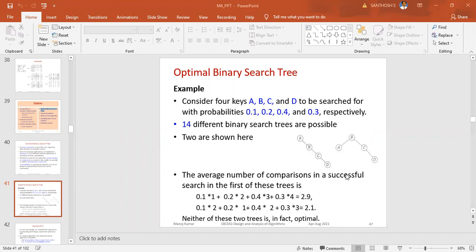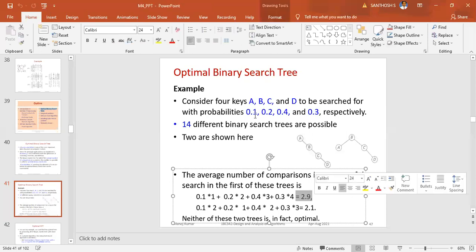The average number of comparisons in a successful search in the first of these trees is given as 0.1 star 1, that is for A. So it is the first element, second element, third element, fourth element. So 0.1 star 1, 0.2 star 2, 0.3 star 3, 0.4 star 4, that is equal to 2.9.